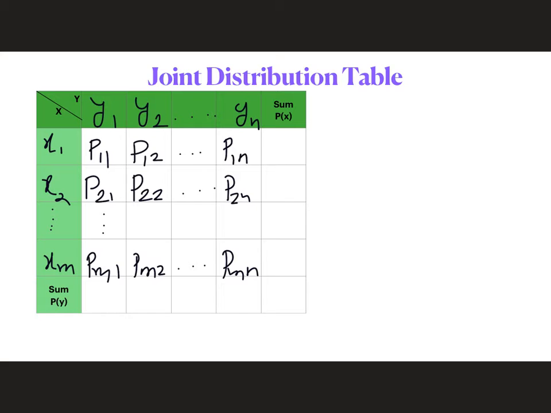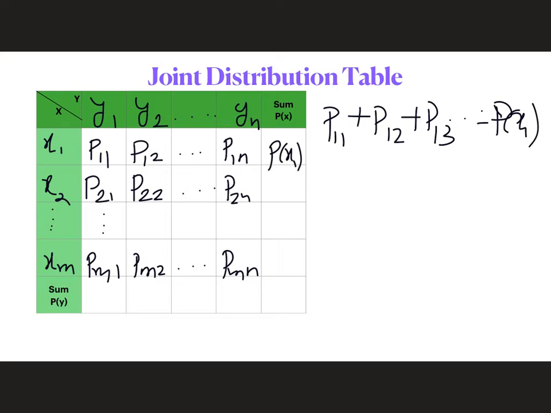Now, adding row wise: P11 plus P12 plus P1n. Adding row wise, this is filled as P of x1. This P of x1 is the probability for the corresponding random variable x1. So it is P11 plus P12 plus P13 and so on, row wise. This all equals P of x1. Similarly, this can be written as P of x2. So adding row wise, we get the probability for the random variable x values.